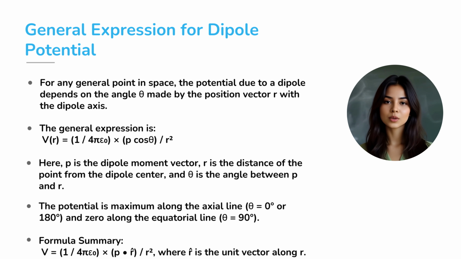Let's break this down. V of r is the potential at point r, p is the magnitude of the dipole moment, which is q times 2a. Cosine theta is the cosine of the angle between the dipole moment vector and the position vector, and r is the distance from the center of the dipole to the point. This formula tells us the potential depends both on angle and distance.